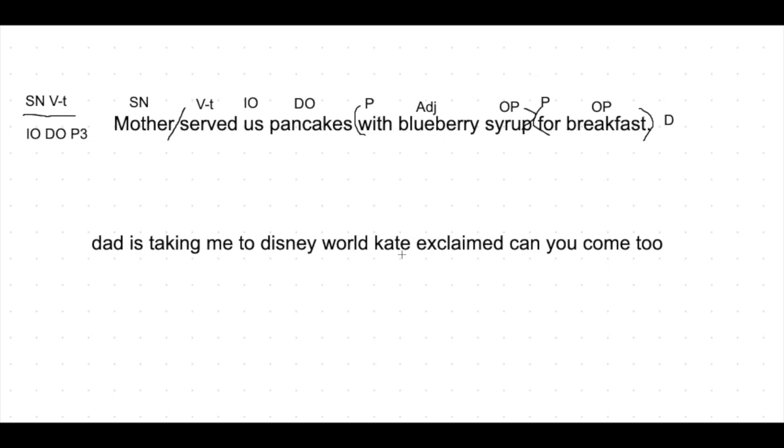Okay, let's start by underlining our explanatory words. Kate exclaimed. Let's put our quotation marks around the first sentence. And we know we have explanatory words that come in between the two sentences that are quotations. So we need to put quotation marks around both sentences. All right, let's capitalize dad because it is the first word of the quotation and dad is being used as a proper noun. Disney World is a proper noun as well. Let's capitalize that.